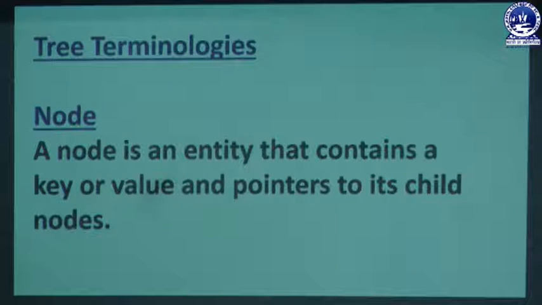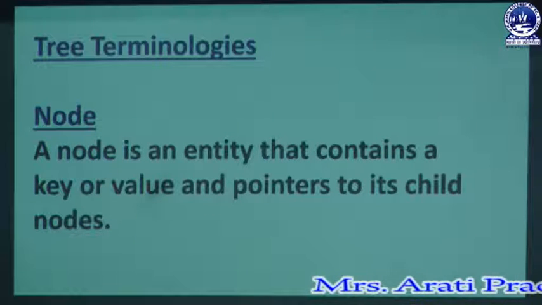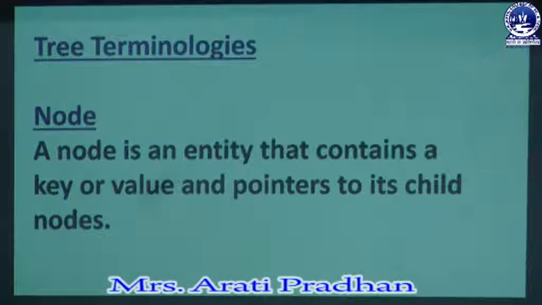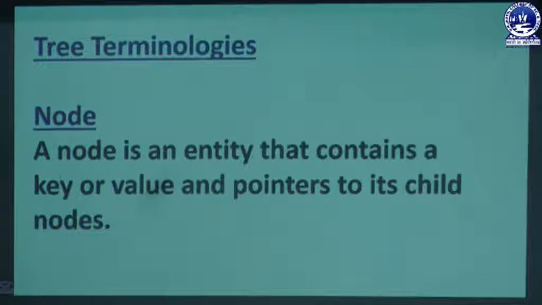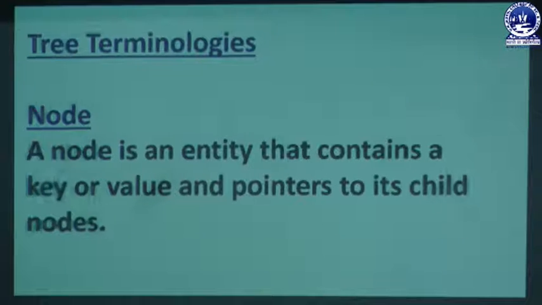Here first of all we will discuss some terminology which are used in tree. The first one is node. A node is an entity that contains a key or value, or you may call it as data, and also a pointer to its child node. Obviously it is just like the node of the linked list.